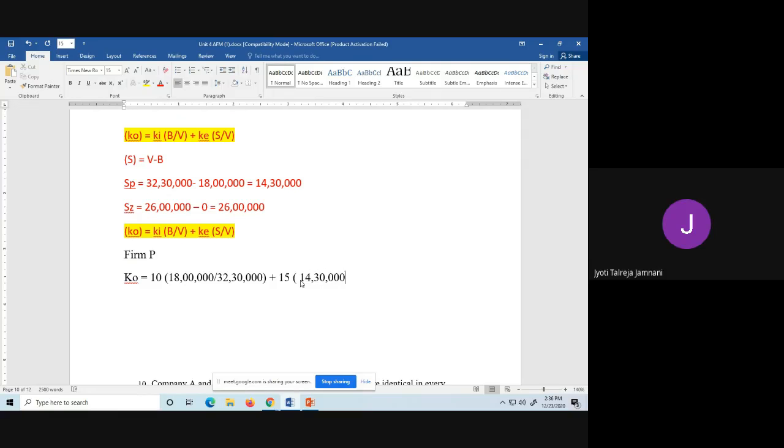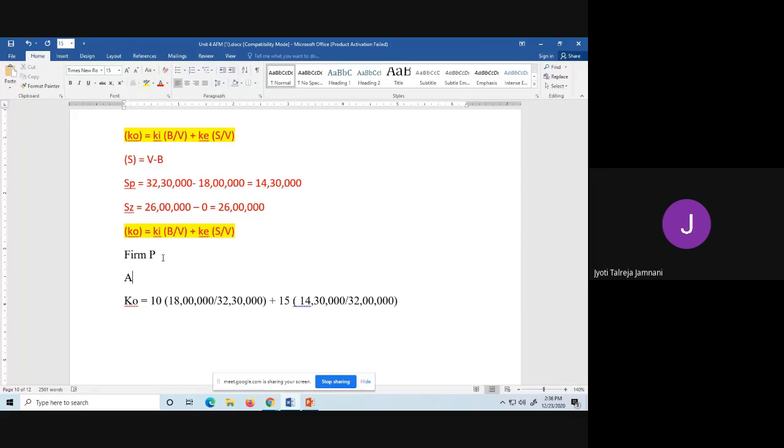Yes, we should not do that. Ki is equal to 10% into 1 minus 0.35, like 1 minus tax. Correct, there is a tax rate given. So we have to take the cost of debt after tax. We cannot take it as 10%. So first we will take the after tax cost of debt. So Ki is equal to 10% into 1 minus 0.35.